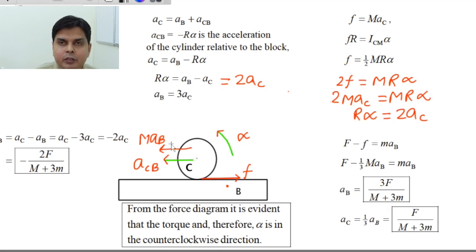You may say that there is a pseudo force also here, but this pseudo force acts through the center of mass. So when I am writing this equation, torque is equal to I CM alpha, even in a non-inertial frame, this pseudo force will not produce any torque. So this is the only force, the force of friction is the only force which is producing the required torque. So this F is producing a torque in this direction, anti-clockwise direction. So this alpha will be in the anti-clockwise direction.